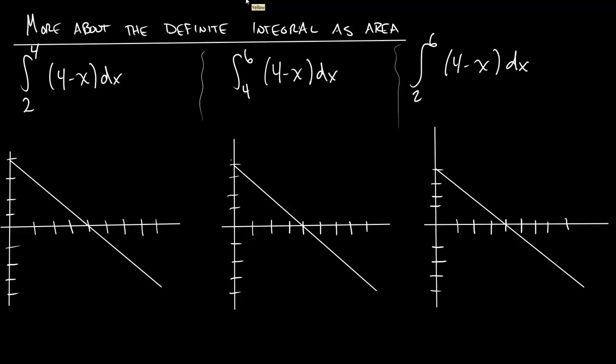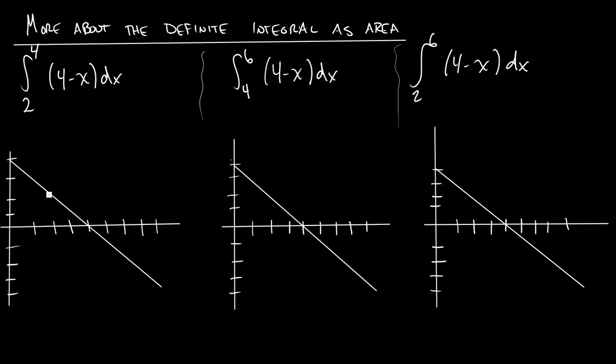And here we are back to do some more definite integrals. Now, what we've been saying is that the definite integral represents an area, right? So with this problem here, let's focus on this definite integral right here. It's looking for the area under the curve 4 minus x. So this is the curve 4 minus x. It's looking for the area under the curve between x equals 2 and x equals 4.